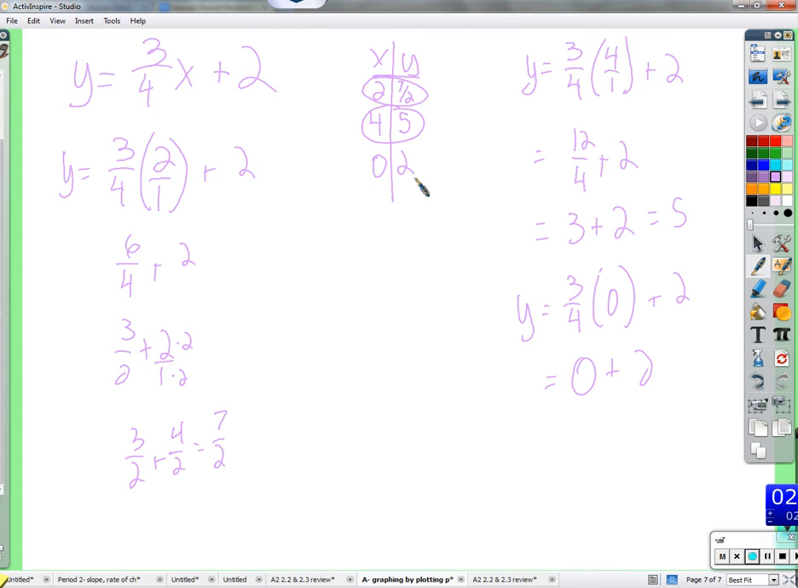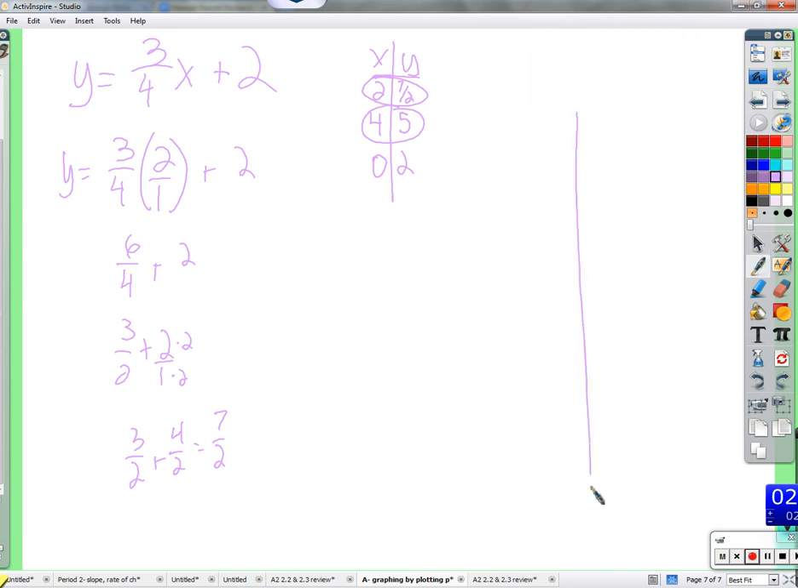How many points can I find? For the least, how many can I find? Infinity. An infinite number. So here are some points: 0 for x, 2 for y. I put in 0 for x, I get 2 for y. 4 for x, 5 for y. I got 2 and 7 halves, so 1, 2, 3, 4, 5, 6, 7 halves.